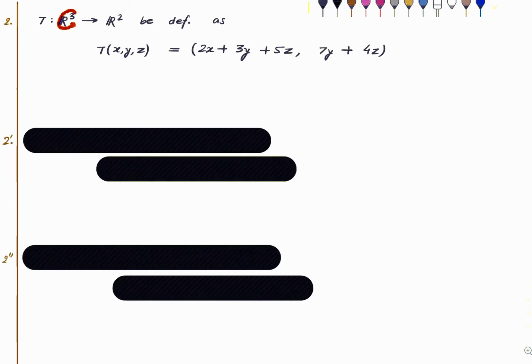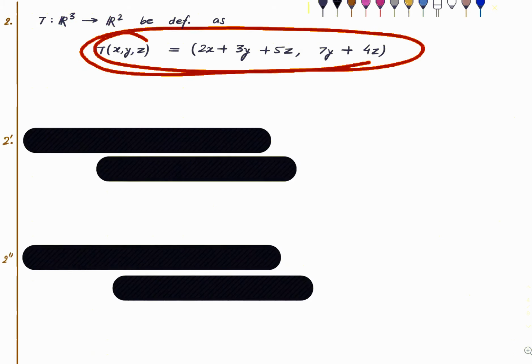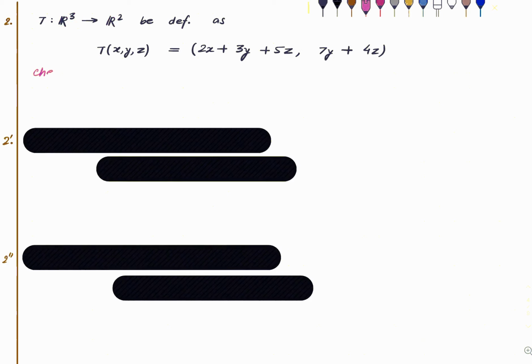Define a map from R^3 to R^2. Of course, the two spaces can be different. So define the map this way and check that T is linear. Doing these simple exercises helps us understand, or rather digest a notion, become more comfortable with it. So that is a linear map.